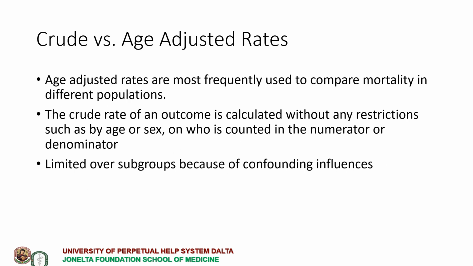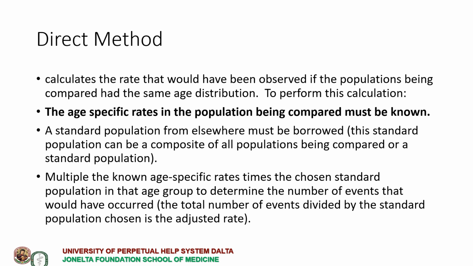So, crude versus age-adjusted rates. Age-adjusted rates are most frequently used to compare mortality in different populations. The crude rate of an outcome is calculated without any restrictions such as age or sex, or who is counted in the numerator or the denominator. This is limited over subgroups because of some confounding influences.